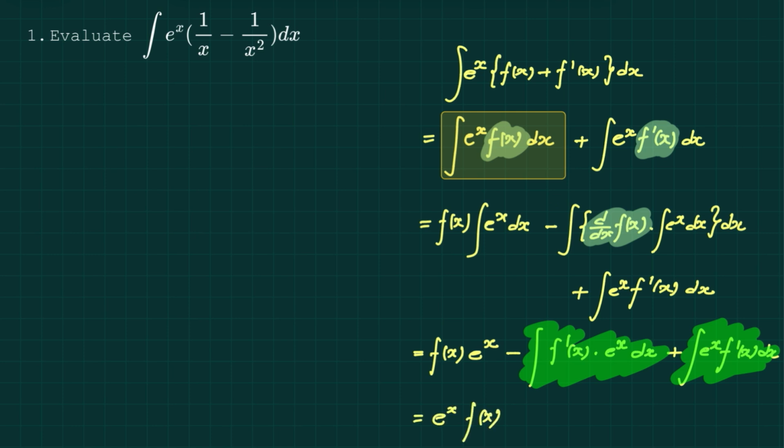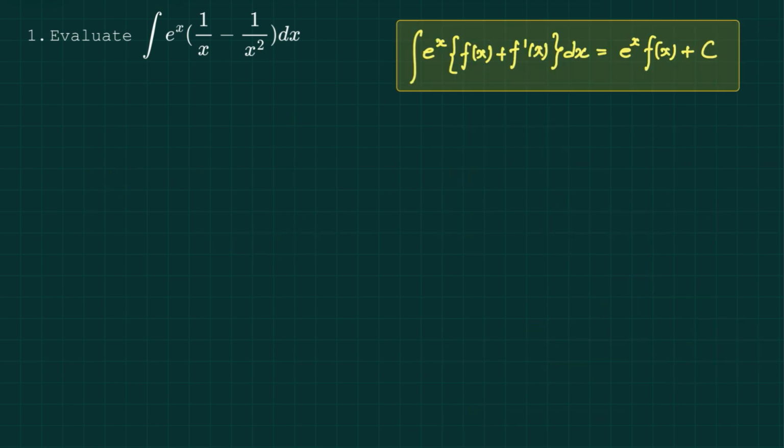So that means if my integral is of the type e to the power x into f of x plus f dash of x dx, then this can be directly written as e to the power x f of x plus constant of integration.